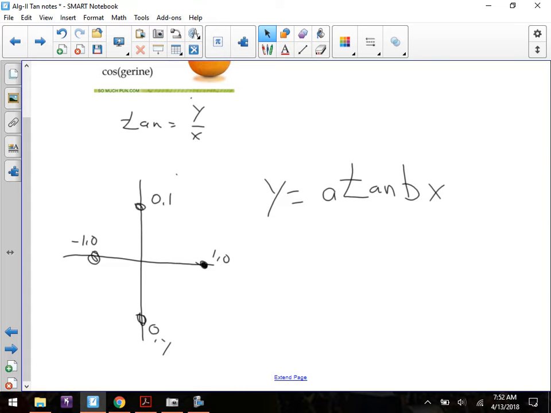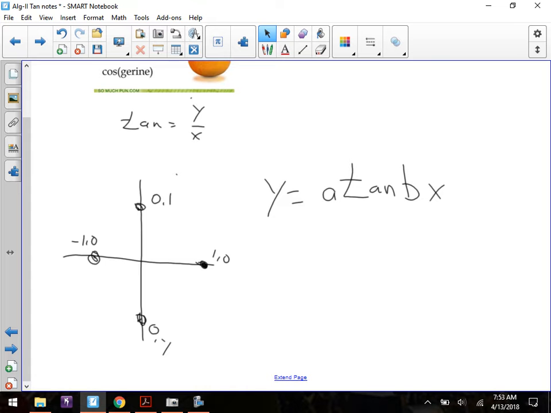When you get to pi over 2, it's undefined. If I get to pi, it's 0 again. 3 pi over 2, it's undefined. And then I'm back here. So if you get to it, you only have 1 point and an asymptote.